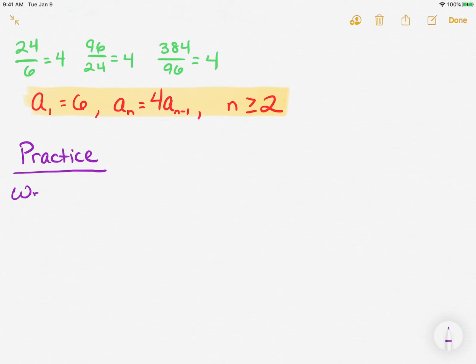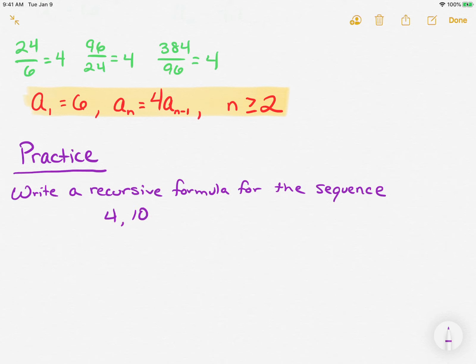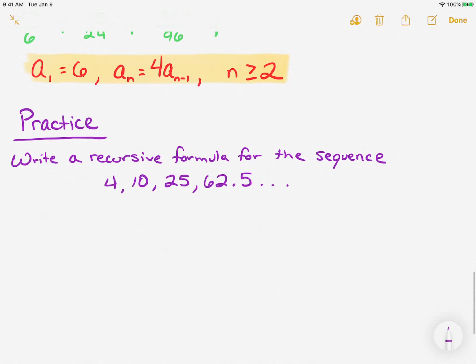Let's write a recursive formula for the sequence. For now, when you're asked to write a recursive formula for a sequence, it will always be arithmetic or geometric. Again, that's one of those things that isn't true in life, but since we're just starting off, we're going to keep it simple and say it's always going to be one or the other.